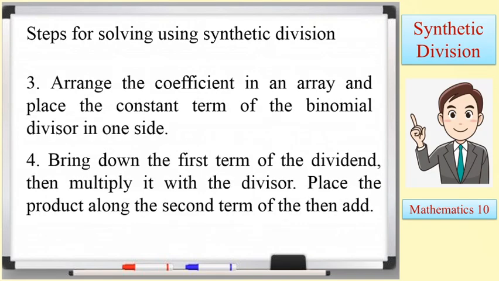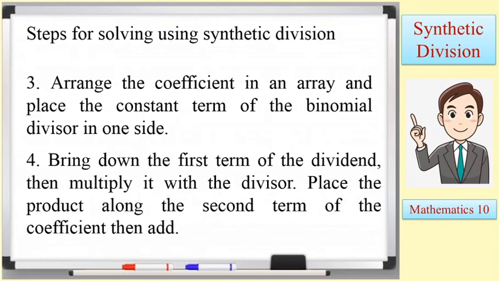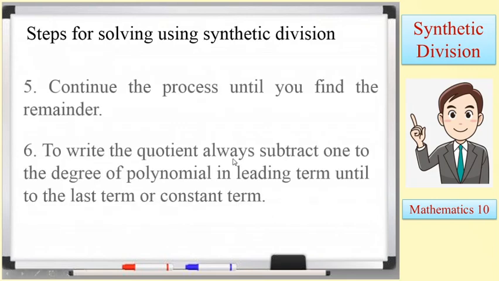Step number 3: arrange the coefficients in an array and place the constant term of the binomial divisor on one side. For step number 4, bring down the first term of the dividend, then multiply it with the divisor. Place the product under the second term of the coefficients, then add. For step number 5, continue the process until you find the remainder. And for step number 6, to write the coefficients, always subtract 1 from the degree of the leading term until the last term or the constant term.